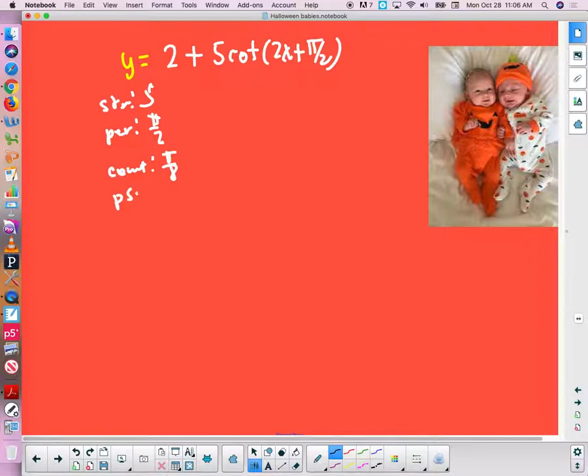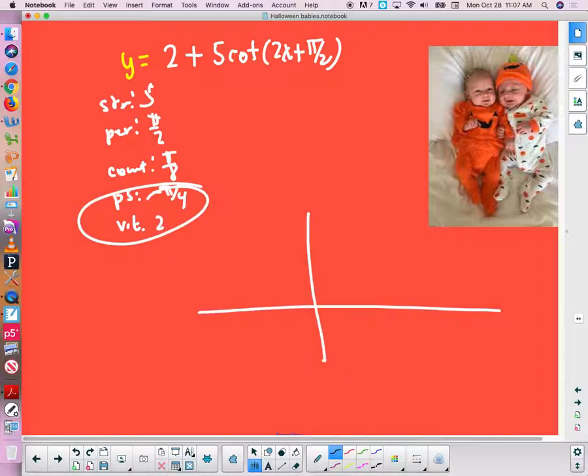The phase shift, anybody get the phase shift? Negative pi over 4. And the vertical translation? 2. I'm going to start here. All right, so I'm going to start back, negative pi over 4, and up 2. Here's my target right here. This is my target.